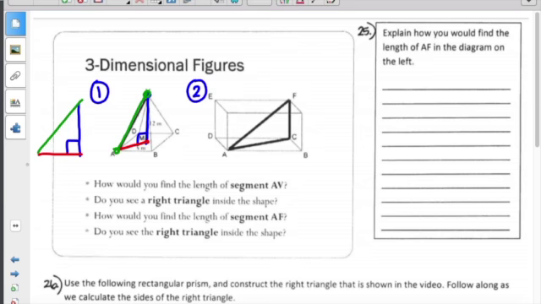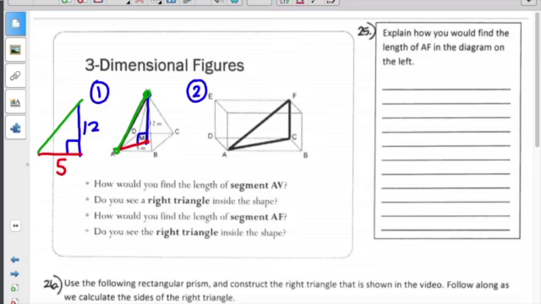And we do have some measurements from our picture. We know that our blue line is 12, and we also know that our red line is 5. So with those two pieces of information, we can use the Pythagorean Theorem to figure out what C, our hypotenuse, is. 5 squared plus 12 squared equals C squared.